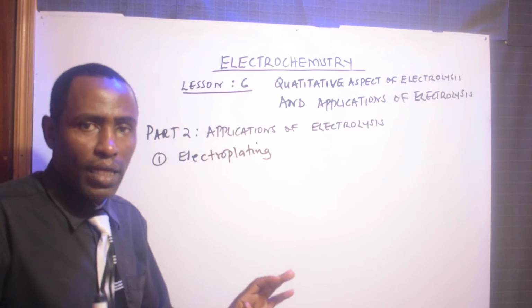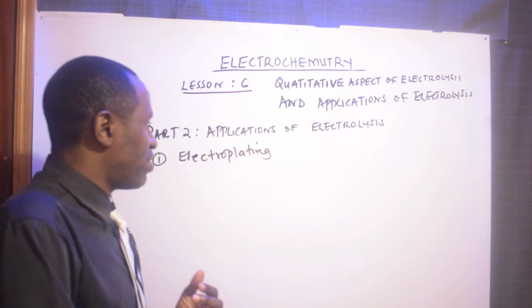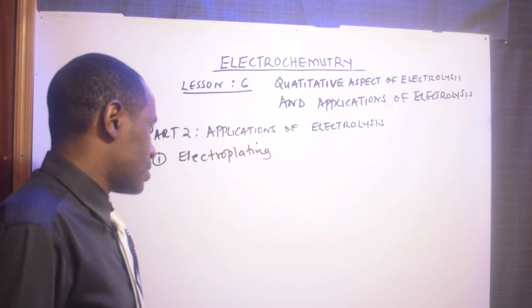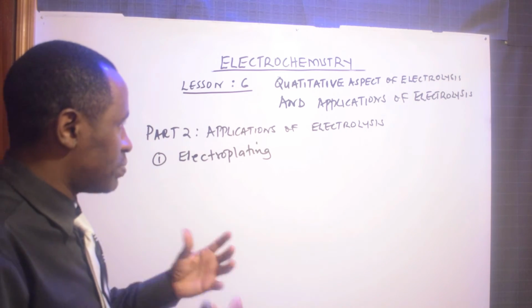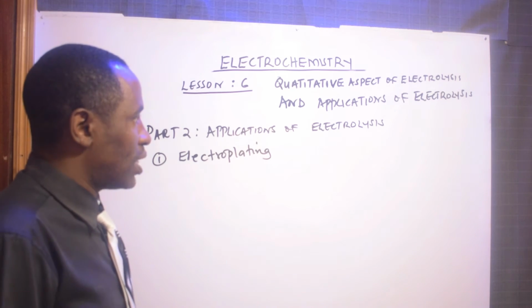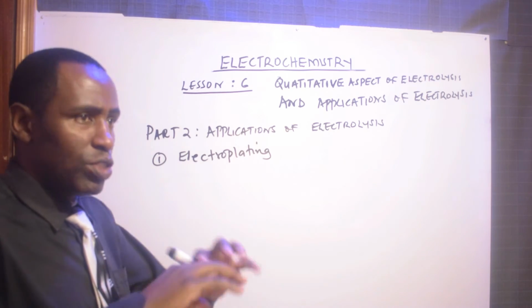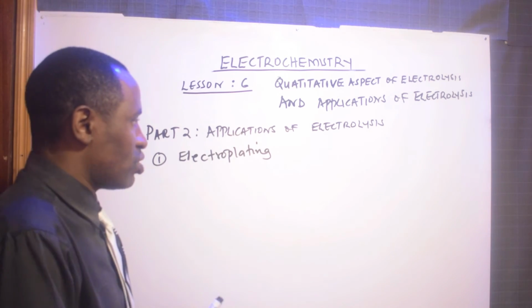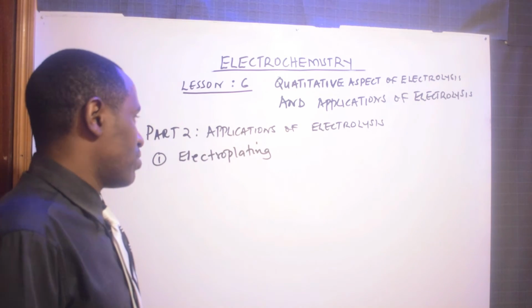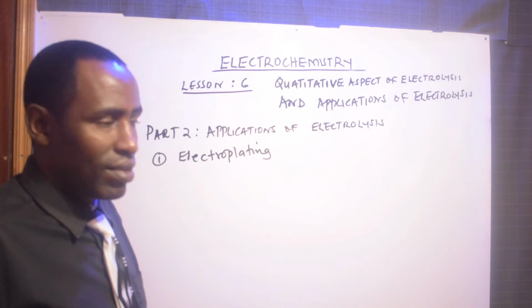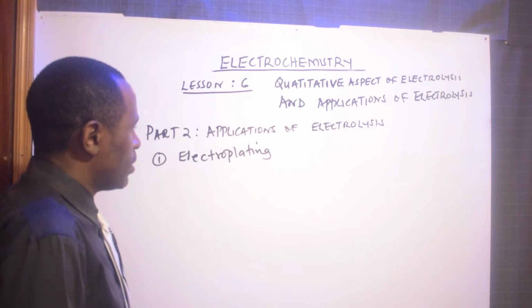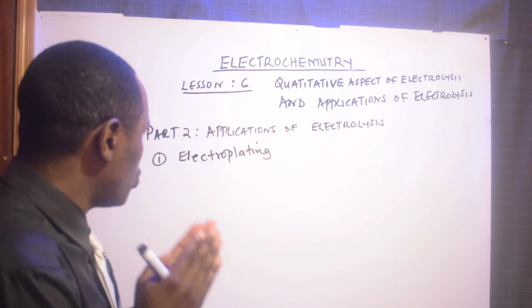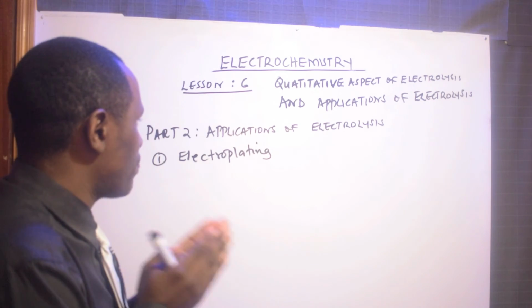Now electroplating is done, number one, to prevent things like corrosion. For example, we know that something like iron can rust if exposed to water and air. Therefore, to prevent this rusting, you've got to coat it with another metal that cannot rust, something like silver, chromium, and so on. So how do we do it? How do we electroplate a substance?